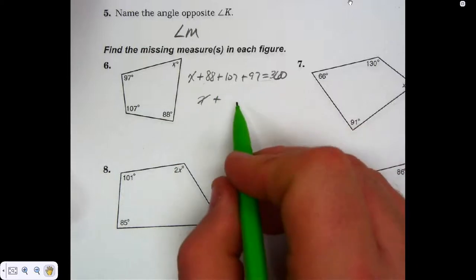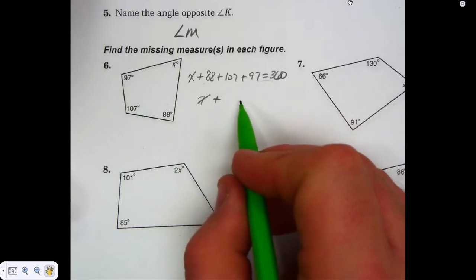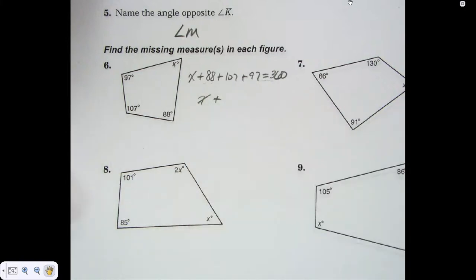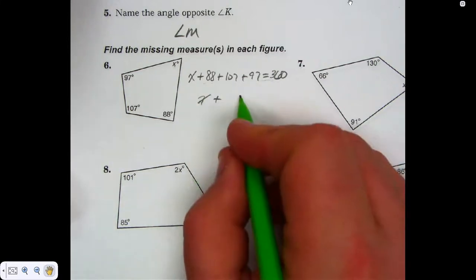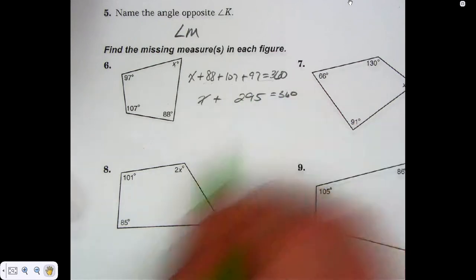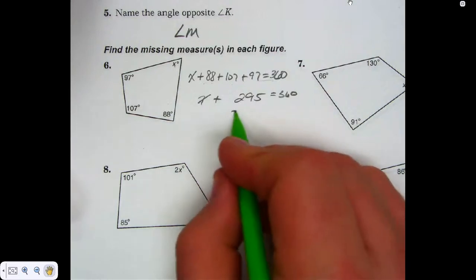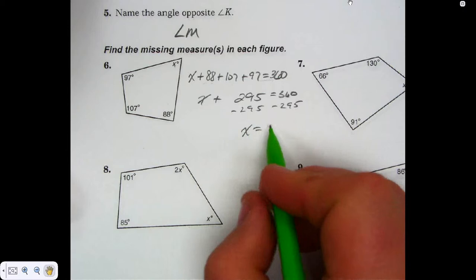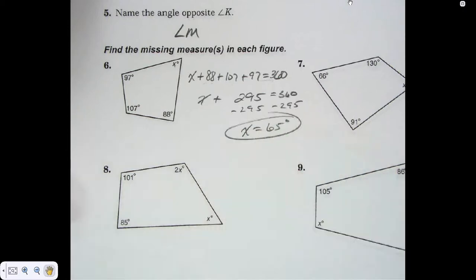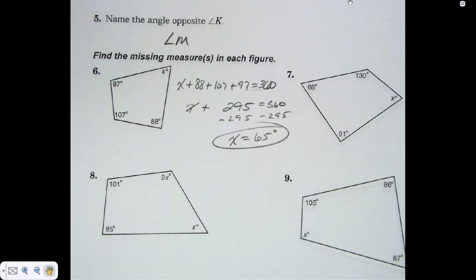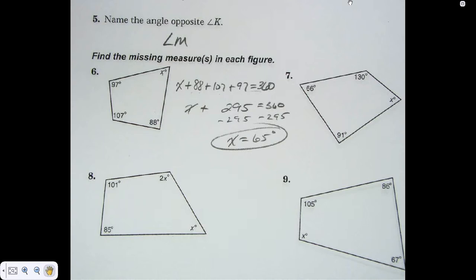What are these added together? Someone put on their calculator 88 plus 107 plus 97 for me, please. Say it again. What am I to do next? X is equal to what? Can we all do that? It's not too much to ask, is it? Doesn't take that much to prove to me that you're doing the work and you know how to solve an equation. That's what I expect.